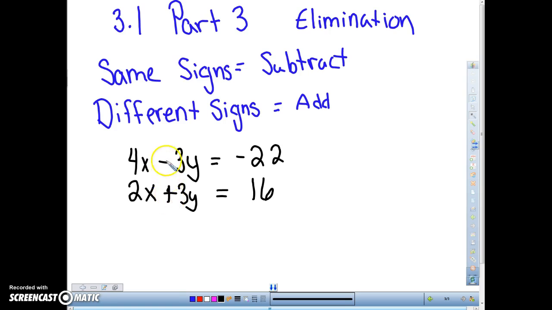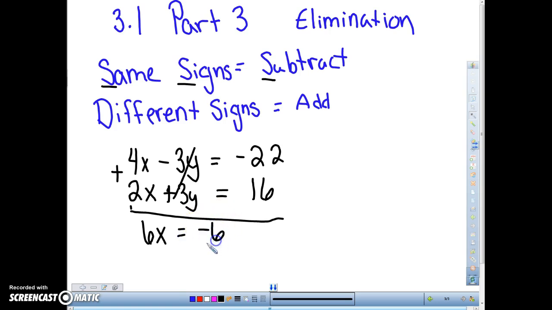In this case we have different signs, so different signs mean we're going to add. So back up, same sign subtract, if they would have same sign subtract, that's how we remember that, SSS, and then different signs add. So we're going to add the two equations together. This gives me 6x, this cancels, and I get negative 22 plus 16, which is negative 6, divide by 6, x is negative 1.